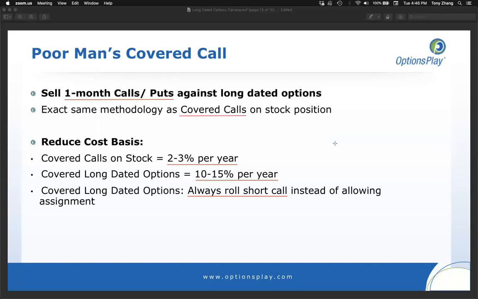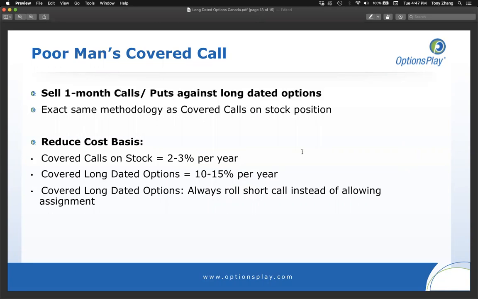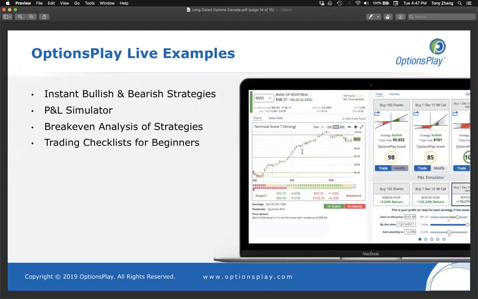Now, if you have to exercise your long call, you've immediately lost all the extrinsic value of that long call, and that's a loss to you. You don't want to put yourself in that position. So be careful. When you're selling a poor man's covered call, you always have to pay attention to expiration and make sure you always roll that short call prior to expiration, especially if the stock is above that strike price. So be very careful if you're selling short-dated options against a long-dated option instead of a covered call.